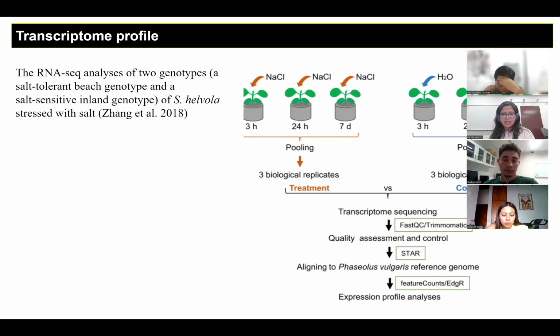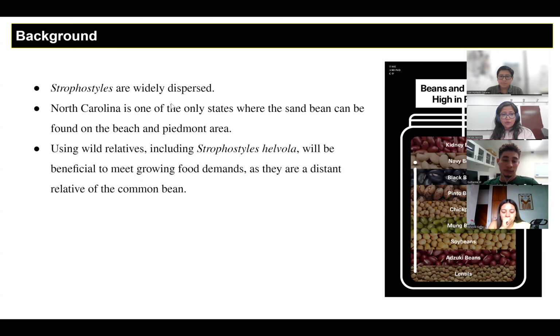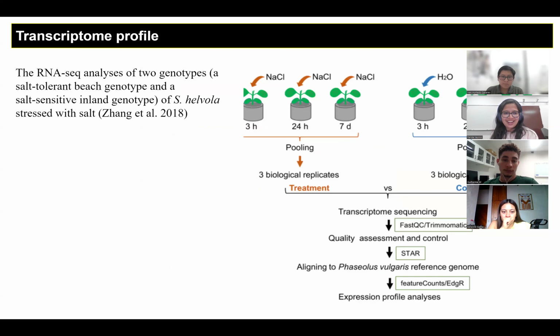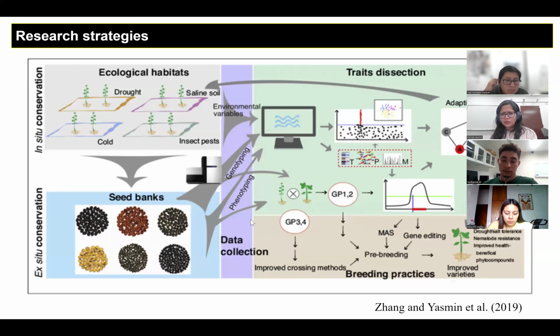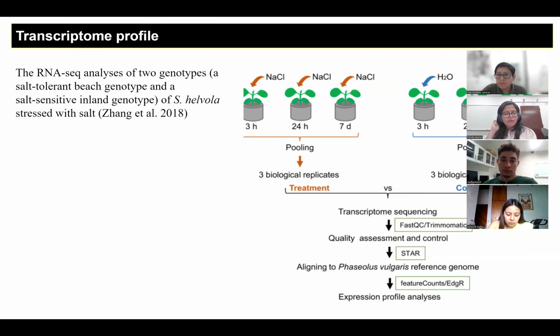quality of this species, I also looked up what kind of research has been done so far. There has only been one transcriptomic study for two genotypes of Strophostyles helvola. Only this transcriptomic study could I find. And then there is also a genome sequencing I found, but it was not very advanced. It was genotyping-by-sequencing, GBS.